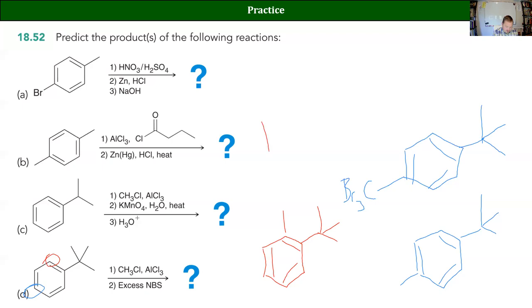So we'll replace all of the hydrogens, excuse me, I just drew the same one again. All right, so those are the three main reactions that we have to modify functional groups that are already on a benzene ring. We can reduce a nitro group to an amine. We can reduce a benzylic carbonyl to an sp3 carbon. And we can oxidize benzylic carbons to carboxylic acids. And we can brominate benzylic carbons.